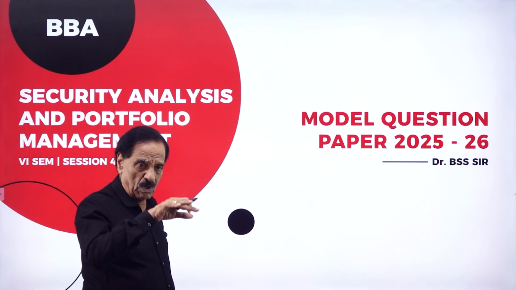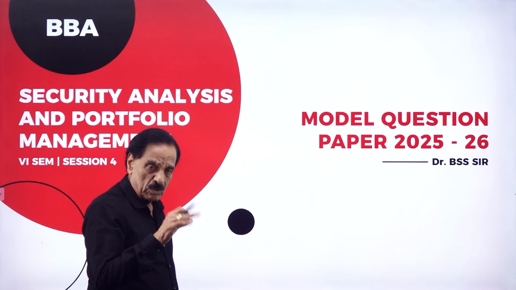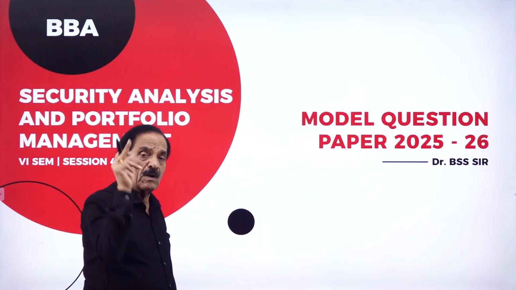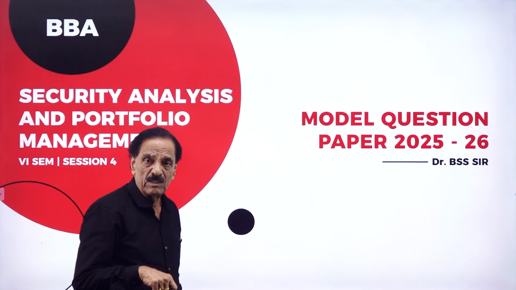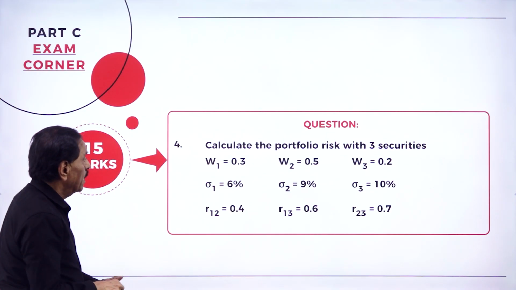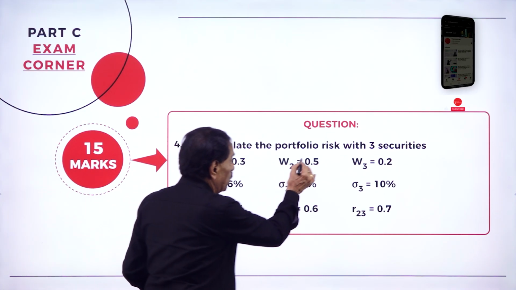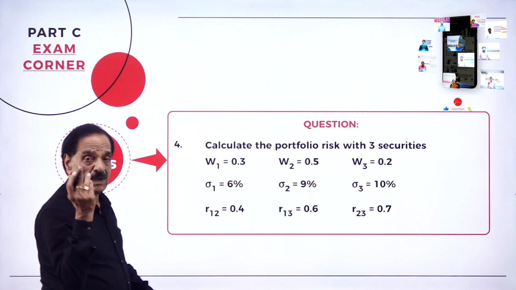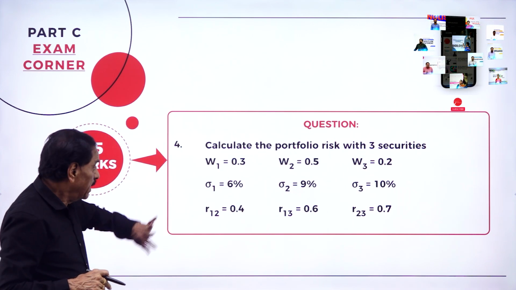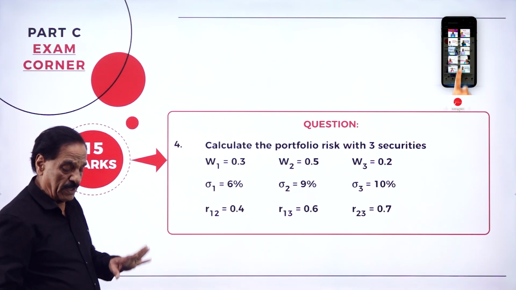Previously, we already solved 2 marks and 10 marks questions. Today, in 15 marks, we already solved 2 questions, and another 2 questions I'm going to solve today. So we'll move on to the problem now. Calculate the portfolio risk, starting with 3 securities. So far, we did only 2 securities. Now we go with 3 securities.